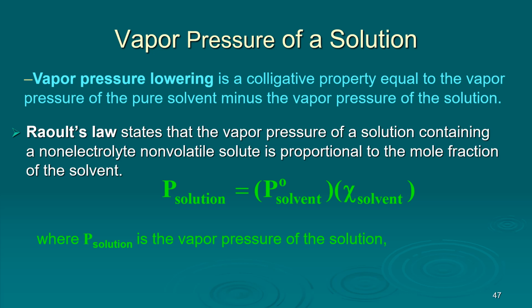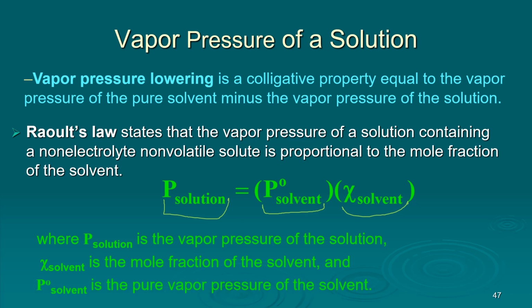The vapor pressure lowering is a colligative property, and the vapor pressure is related by Raoult's law. Raoult's law says that the vapor pressure of the solution is equal to the vapor pressure of the pure solvent times the mole fraction of the solvent. So P solution is the vapor pressure of the solution, X solvent is the mole fraction of the solvent, and P naught is the vapor pressure of the pure solvent. And this should make sense because the mole fraction should always be less than 1.